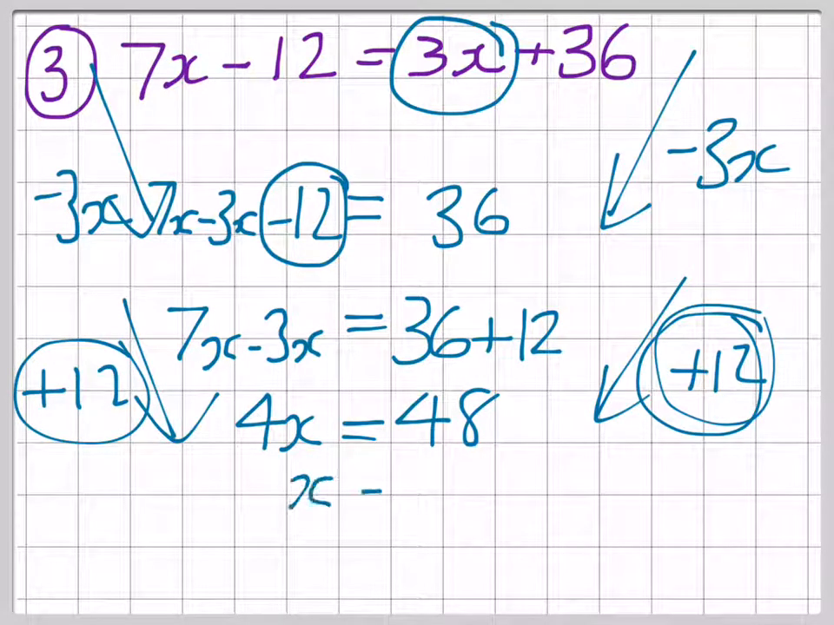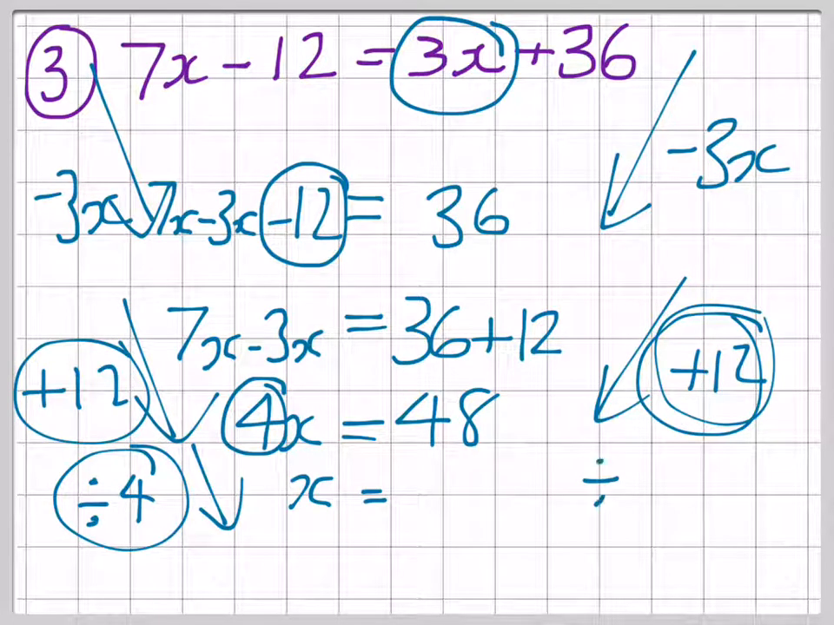So to end up with x equals, we need to get rid of this 4, which means we divide by 4, because 4x means 4 times x. Do the same on the other side, and you get x equals 12.